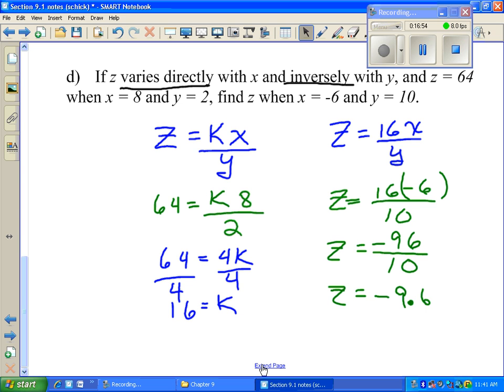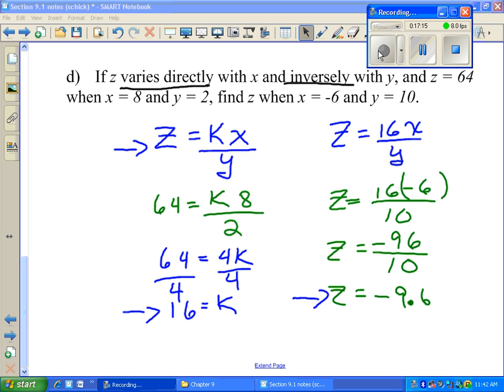Double check that my math is right. 16 times 6 should be 96. Divide by 10, I get -9.6. So every time we do this, I have to start off with finding my variation, then finding k, and then finding what's missing.